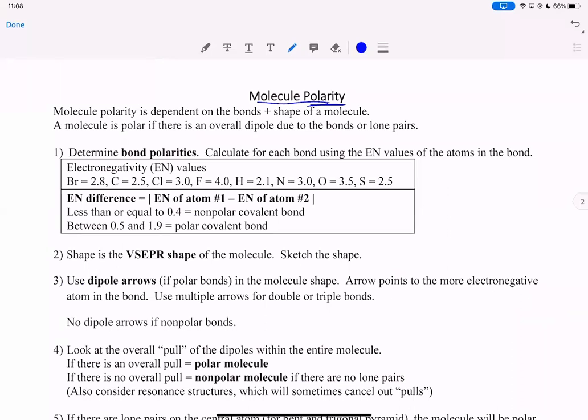The dipole arrows are added to the shape of a molecule, and so those are going back to those VSEPR shapes. Though we are in the second half, and I said you're going to need to remember a few things from the first half, this is one of those things, and that's VSEPR shape. Those are molecule shapes. We will definitely be continuing to look at molecules.